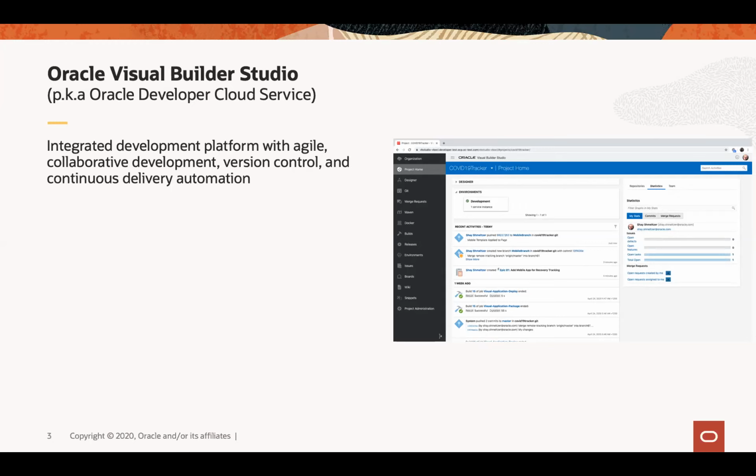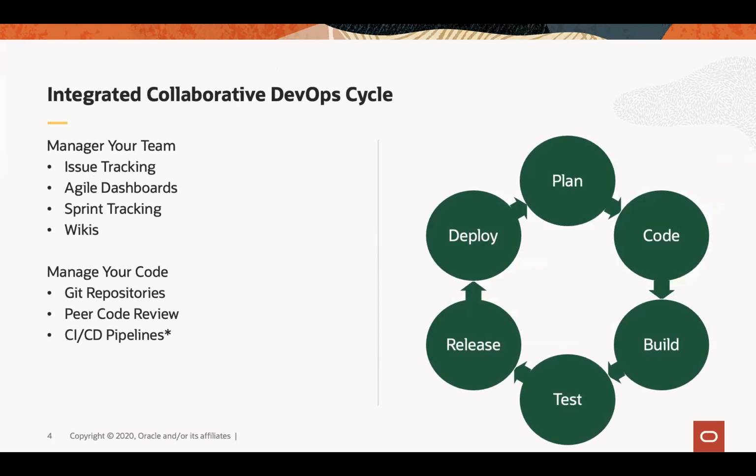But at the end of the day, what Visual Builder Studio gives you is an integrated development platform to do agile collaborative development among your development team, manage versions of your code, and provide continuous delivery automation. That's the ability to take your code from being in a code version management repository all the way to being deployed and accessible for the customer in a smooth, automated way. All of this is provided in a single interface that integrates all of those stages of the life cycle into one place.